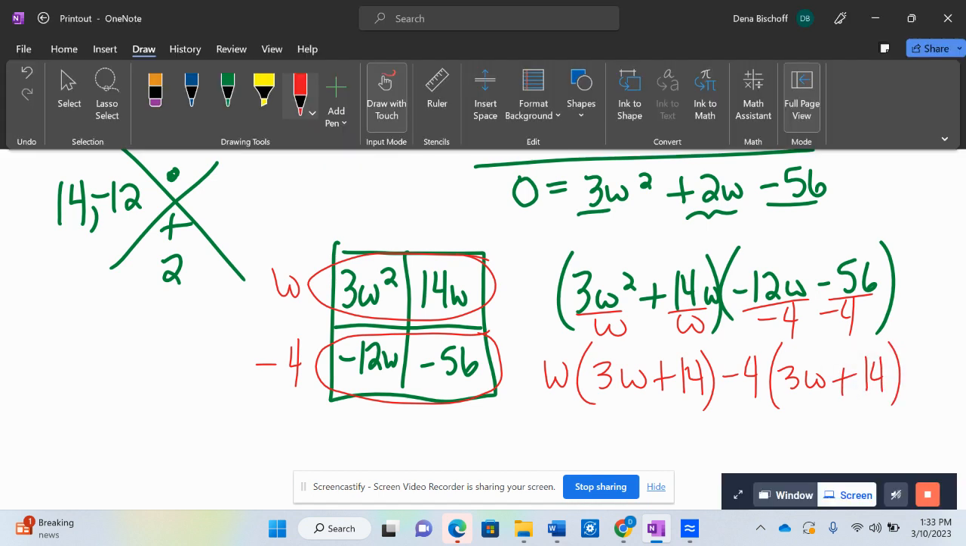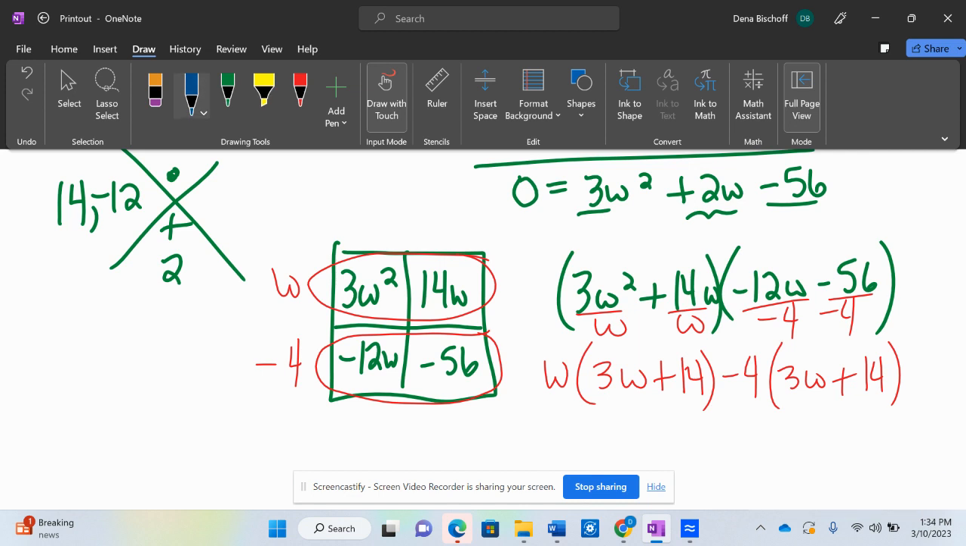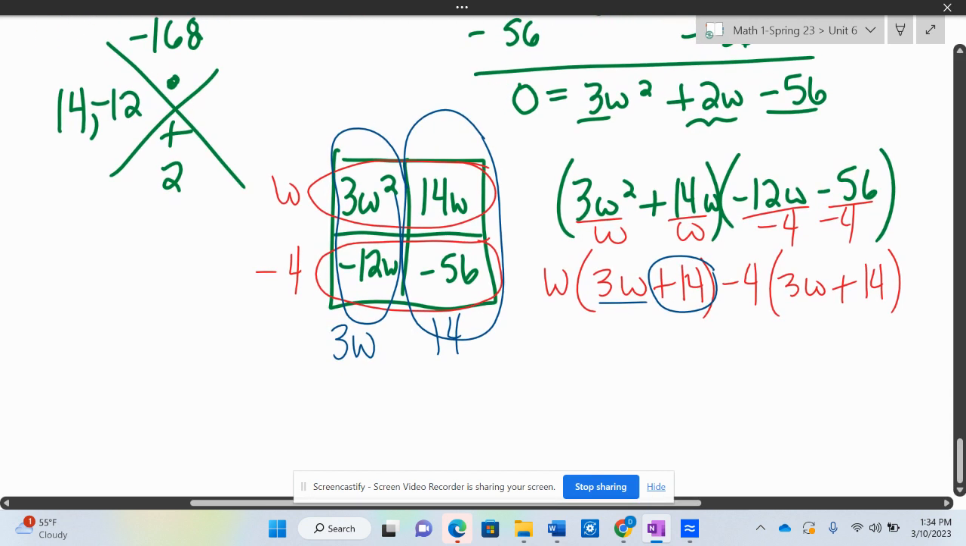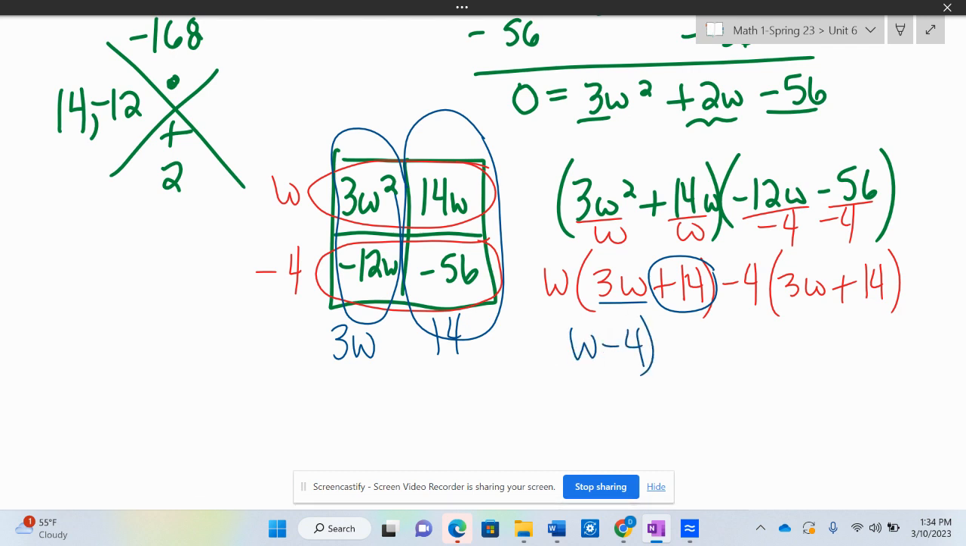So this is just kind of to get you guys to see how factor by grouping and the factor box work hand in hand. So I bet you that the greatest common factor here is 3W. What is the greatest common factor in that first column? It's 3W. And I bet you the greatest common factor in this second column is 14. So do you see how it doesn't matter what method you use, you still end up with the same answer? W minus 4 times 3W minus 14 equals 0.